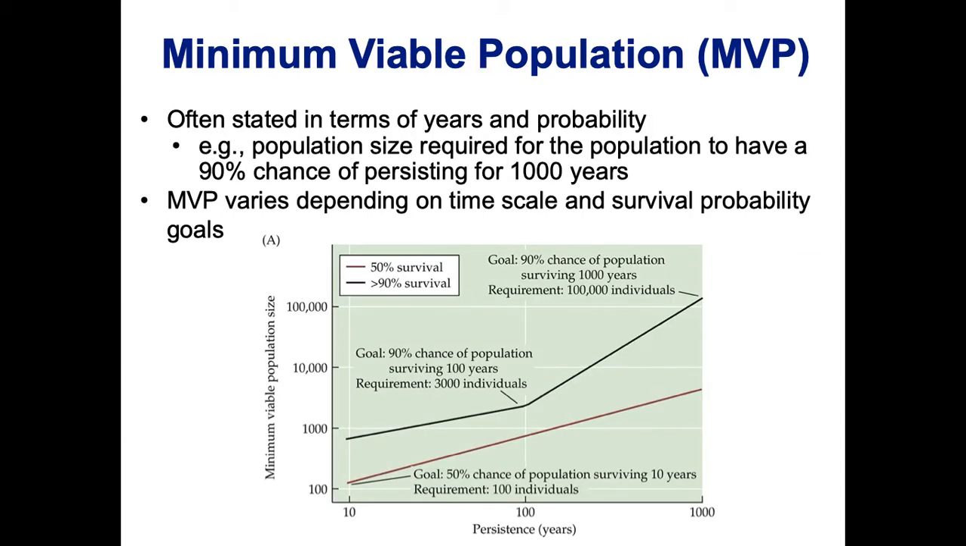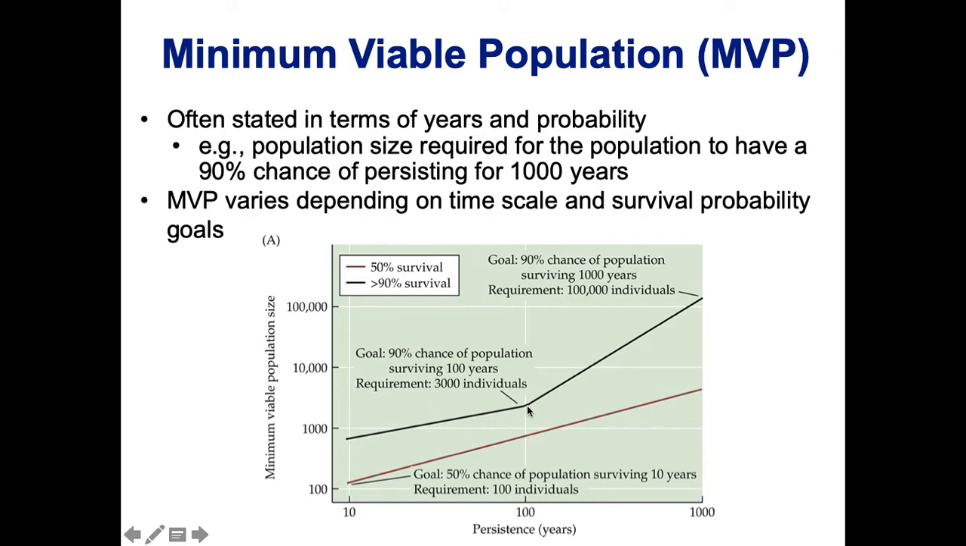So as I said, it's often stated in terms of years and probability, and the minimum viable population size varies depending on time scale and survival probability goals. Excuse me, for some reason that's hard to say. And so here they've got different lines. Black is for greater than 90% survival. And you can see if you want to persist for only 10 years, you need less than 1,000 individuals.